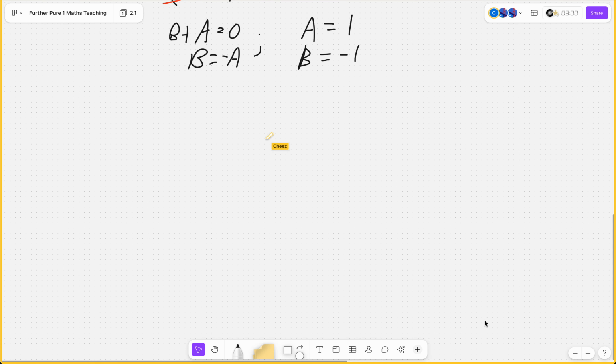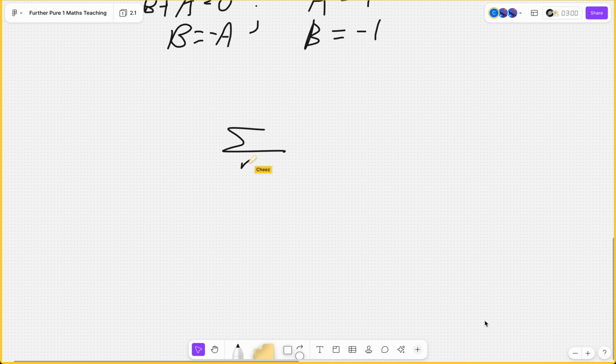So we can rewrite the expression. Oh, hell. That was loud. Yeah. Don't worry, that's just my dog.